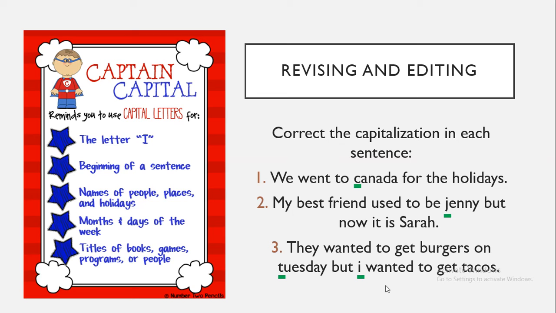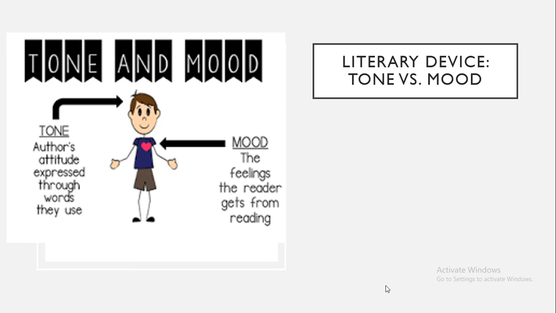Let's go ahead and get into our actual literary lesson for today. And so the literary device that I want to teach you about today is tone versus mood. So we get this confused quite a bit. And so let's just go ahead and clarify here using this very cute chart. Tone is the author's attitude expressed through the words they use.